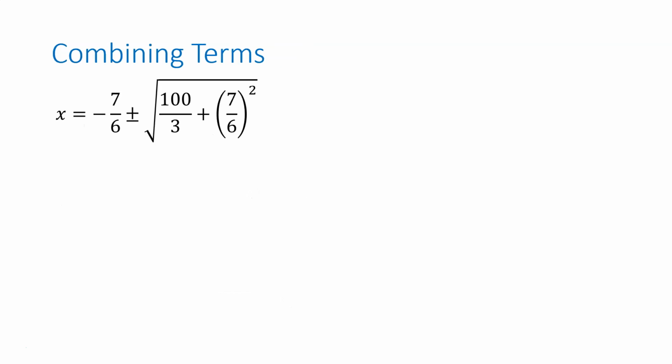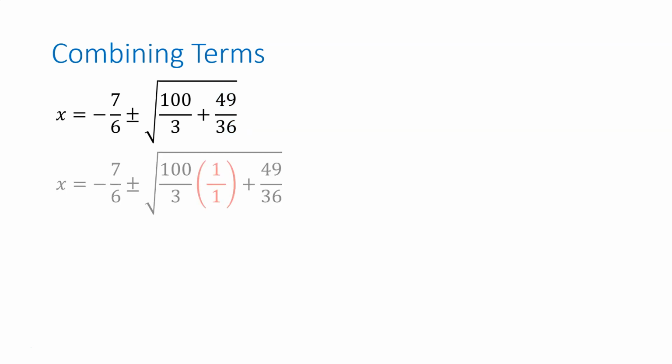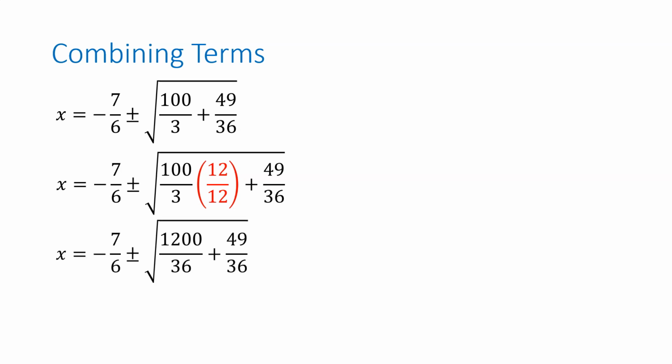Now, I'm going to show you how to combine the terms. We start by replacing 7/6 squared with 49 over 36. We multiply 100/3 by 1, but in the form 12 over 12 so that the denominators match. When we do that, we get under the square root 1200 over 36 plus 49 over 36. Now that we have a common denominator, we can add the numerators. When we do that, we get square root of 1249 over 36.